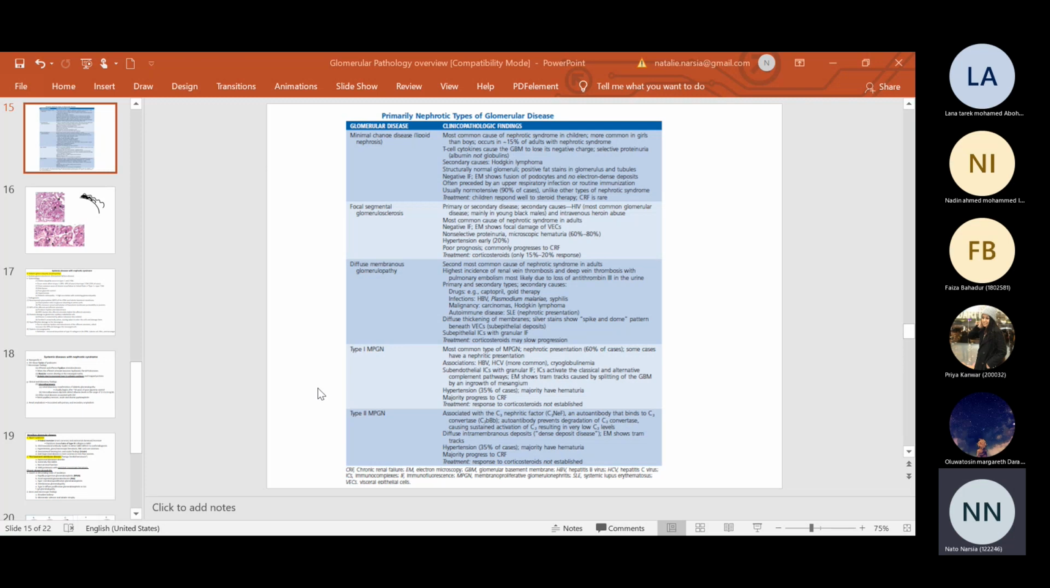C3 convertase is there on the stage, and it amplifies this inflammation. It results in inflammatory damage to the glomeruli. And why it happens, you can blame this C3 nephritic factor. What is the function of C3 nephritic factor? It stabilizes this C3 convertase.